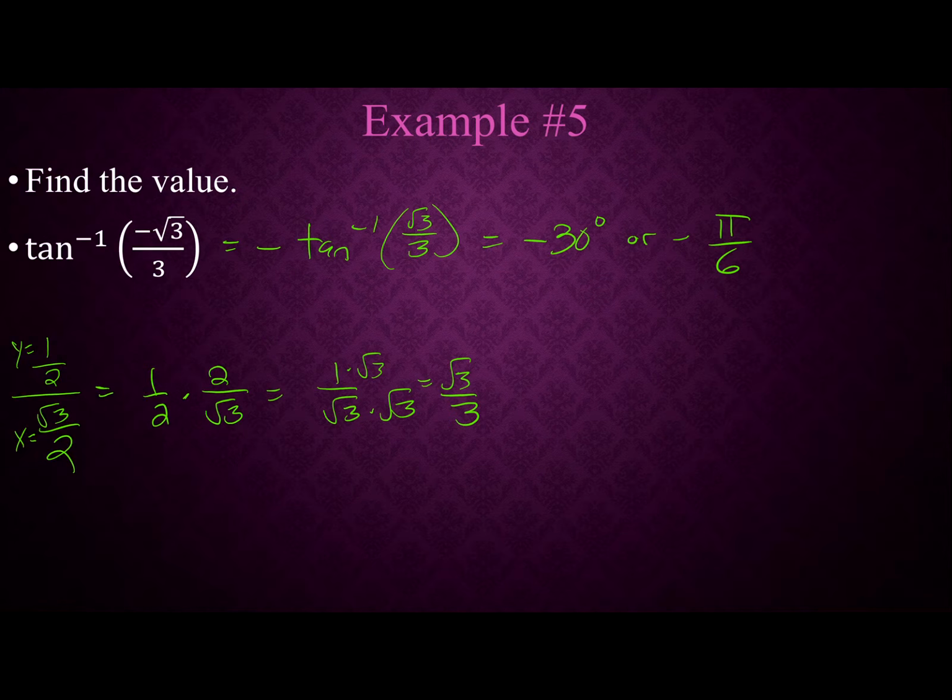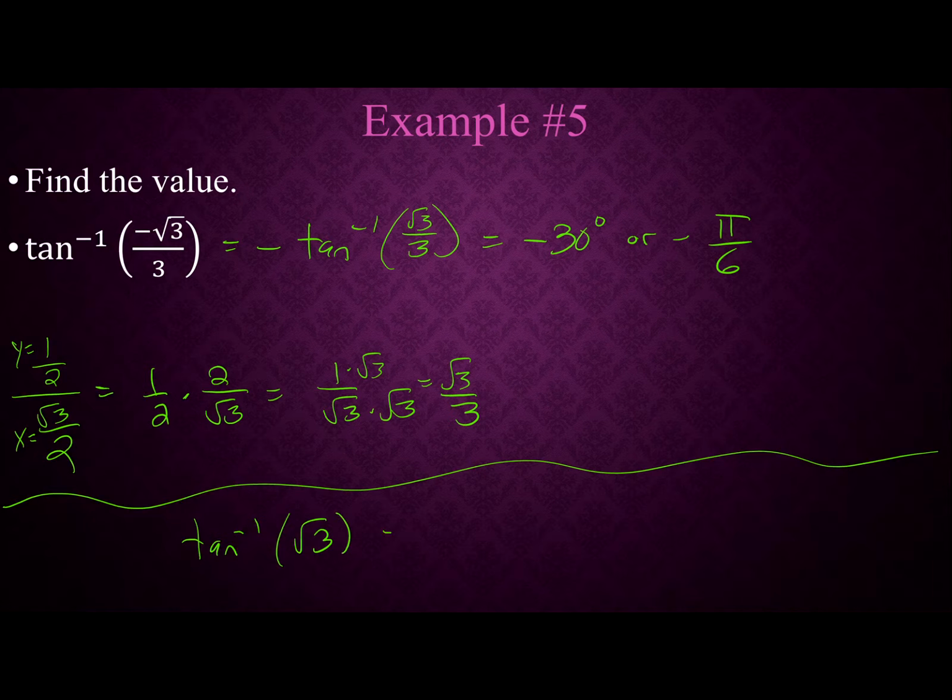So we have to recognize tangent inverse of root 3 over 3 is going to be based on 30 degrees, whereas when we have tangent inverse of just root 3, that's going to be based on 60 degrees or pi over 3. And again, if it was a negative root 3, then the answer would be negative 60 and negative pi over 3. That negative idea, again, only applies to sine and tangent inverse, though. It does not apply to cosine inverse.